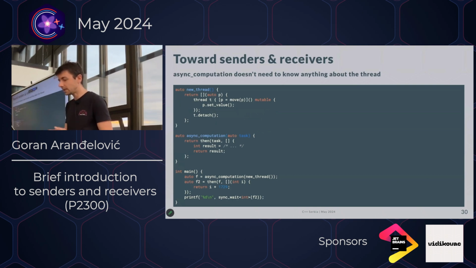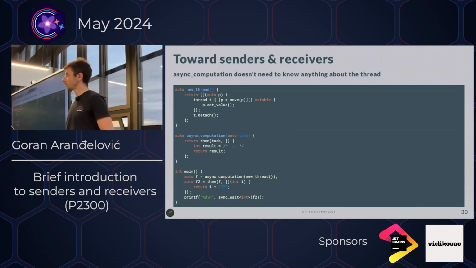If you see the first line of the main function, we call async computation with that promise. And now async computation is completely detached from knowing where the computation will be executed.